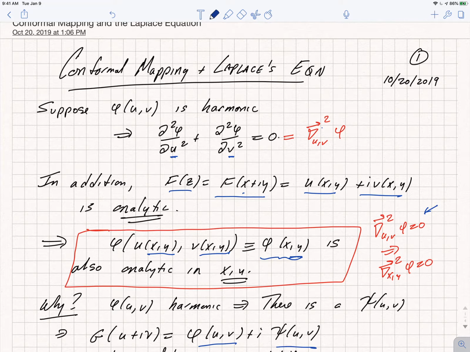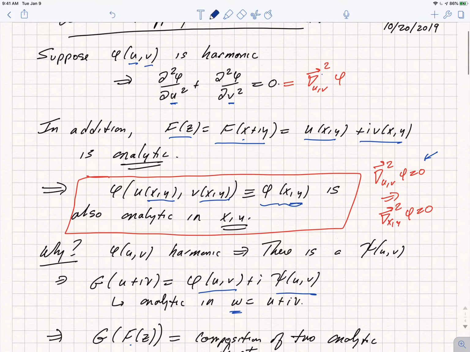Suppose I start with a function phi, which is a function of two variables I'll call u and v, which is harmonic in these variables u and v. That is, it satisfies Laplace's equation, d squared phi by du squared plus d squared phi by dv squared equals 0. I'll call this combination del squared of u and v with respect to phi.